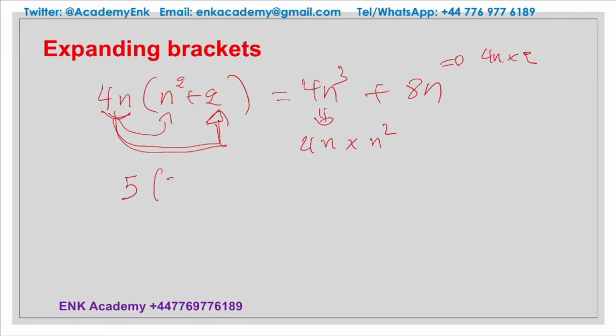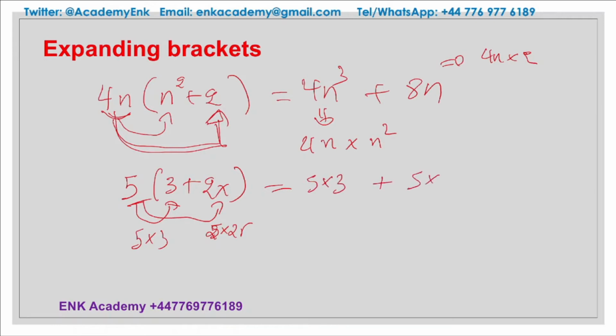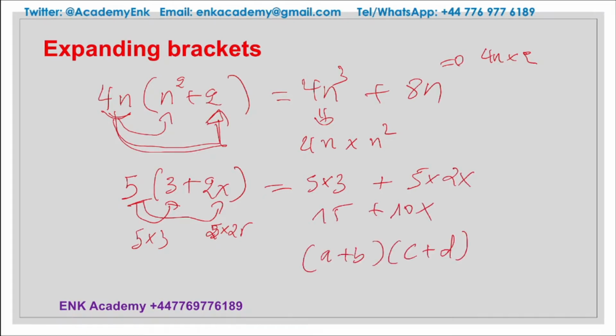times 3 plus 2x. What we do, 5 times 3, which is here, and then 5 times 2x, and then we get 5 times 3 plus 5 times 2x. It's 15 plus 10x. This should be given as 5 times 2x.